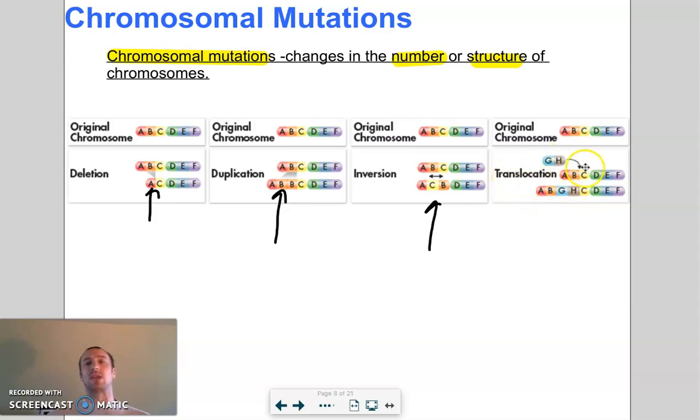Sometimes you get switches in information. Sometimes you get a translocation, where material moves around. We're not going to worry too much about chromosomal mutations. I just want you to be aware that changes can happen in chromosomes as well, not just in nucleic acids, not just in genes.